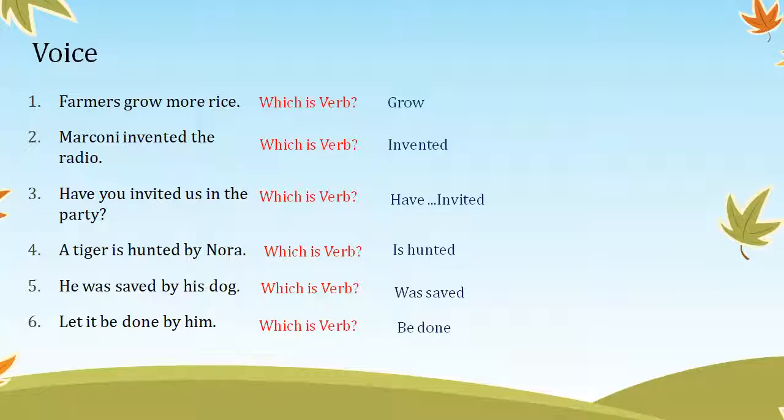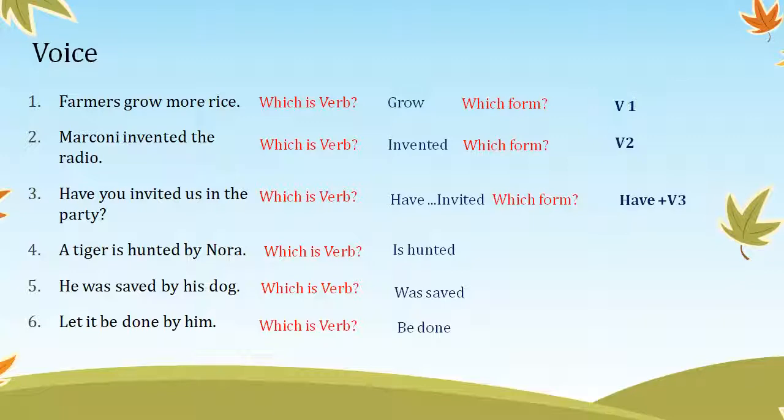Okay, grow is which form of the verb? Try to write it in a copy. Invented, over the grow, is which form of the verb? B1. Invented, which form of the verb? That is B2. Have invited. That invited is which form? That is have plus B3.